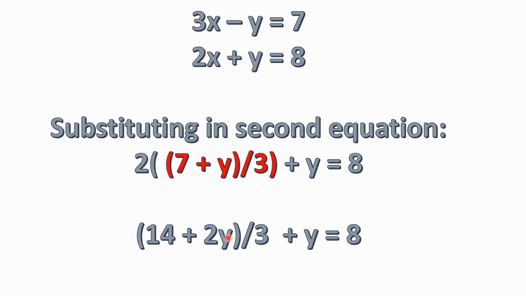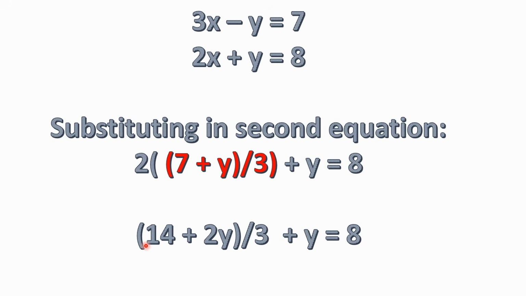put that value for x in our second equation, which maybe looks a little messy here, but basically everything in red is what we solved for x. So look up here at our second equation, 2x plus y equals 8. Well, if I substitute the x for what's in red here that we solved from our first equation, you're going to get 2 times the quantity 7 plus y divided by 3 plus y equals 8.